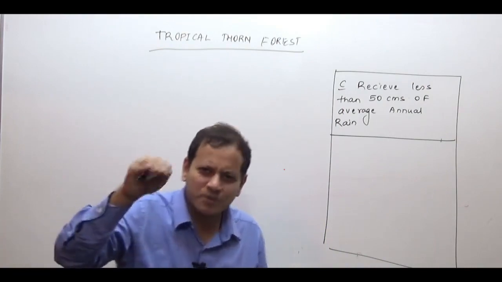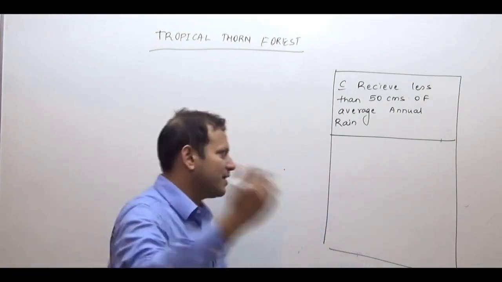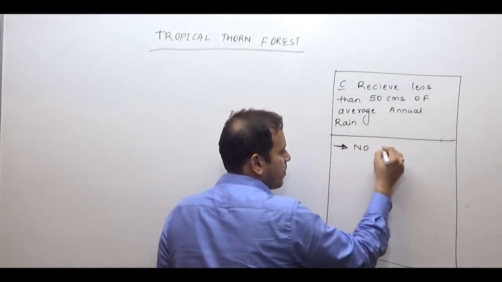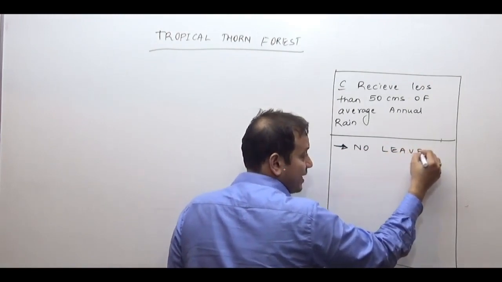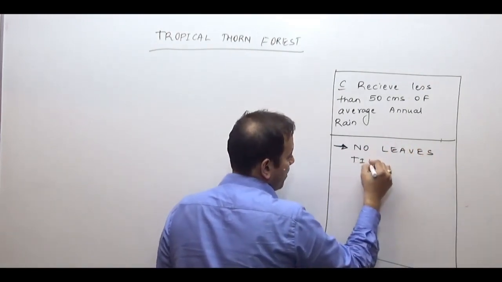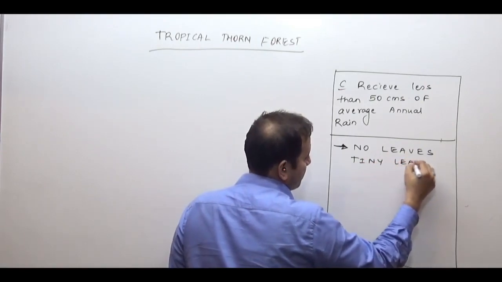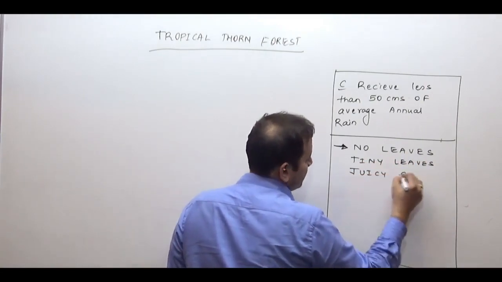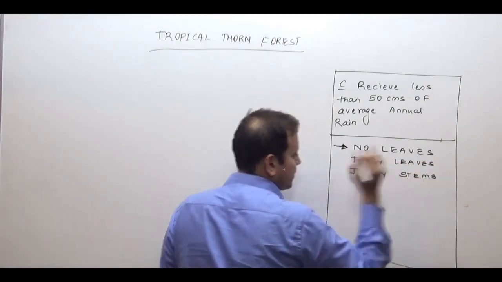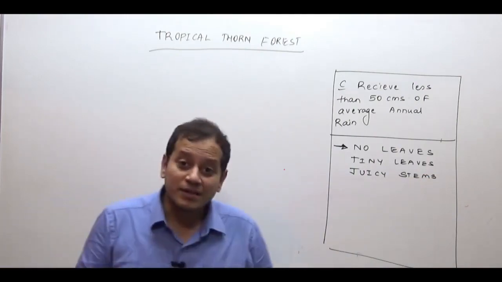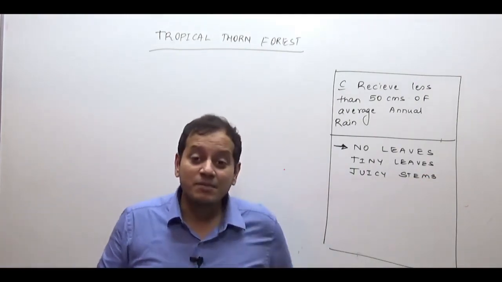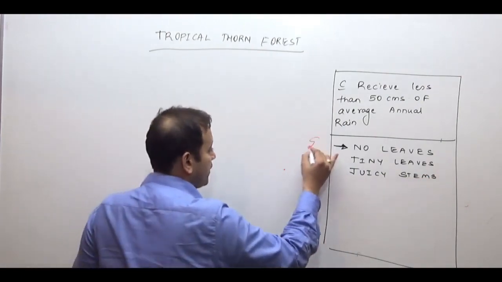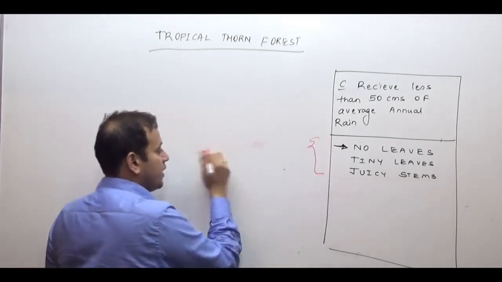Because of the less rainfall, they have to conserve moisture, and as a result, there is a variety of shrubs, smaller trees, and a variety of grasses. These are forests which will have no leaves, or they can have tiny leaves. They will have juicy stems, so that they can conserve the maximum amount of moisture, and such kind of vegetation is known as xerophytic vegetation.